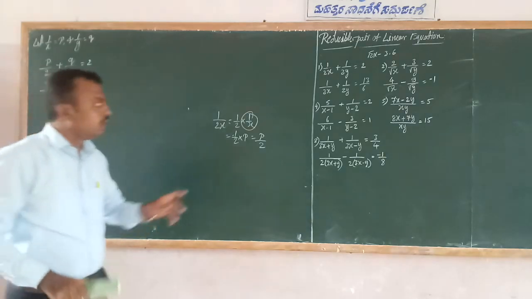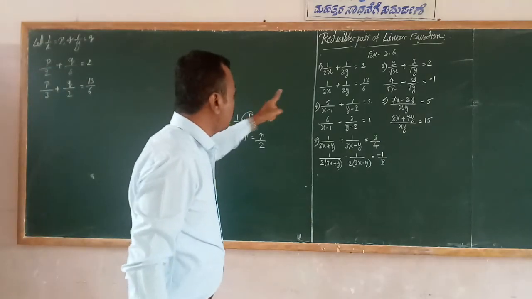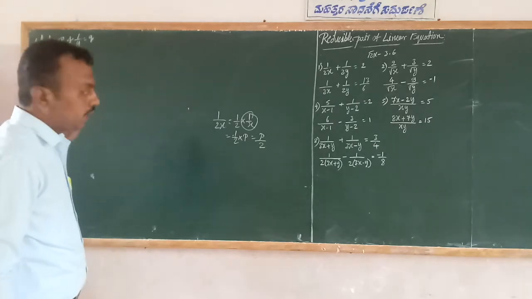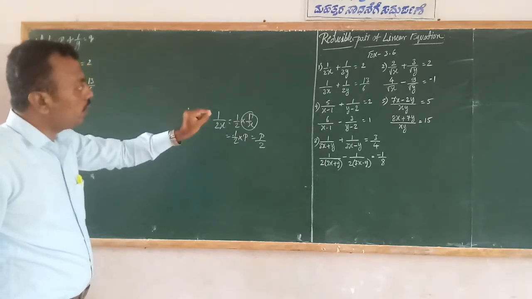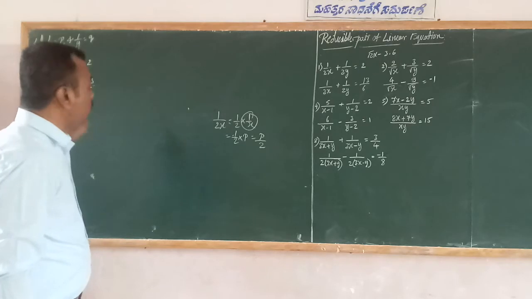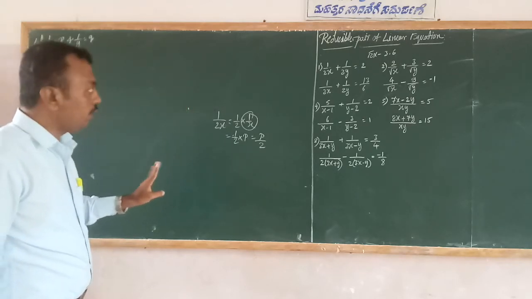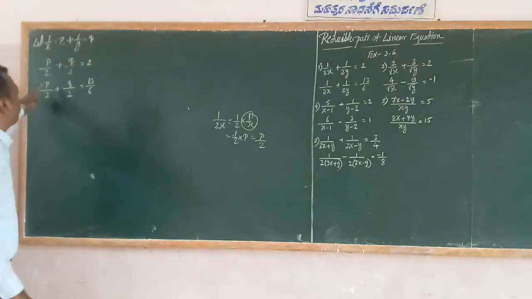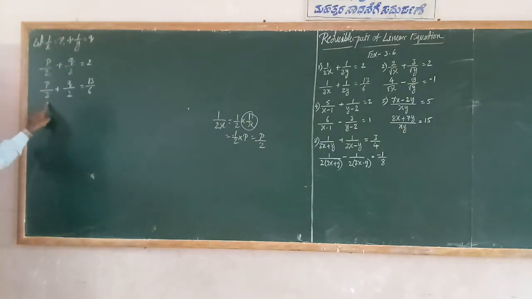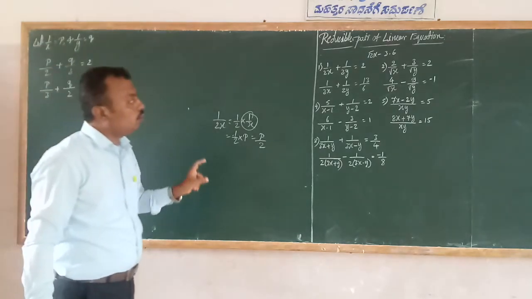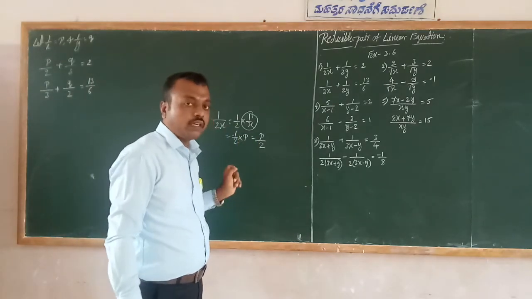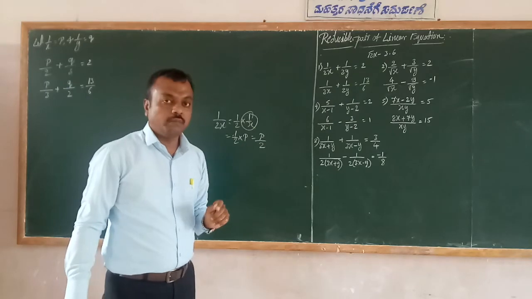Have you understood? See, 1 upon 2x: instead of 1 by x I will write p, and the denominator 2 as it is, plus 1 upon 3y: instead of 1 upon y I will write q, with 3 as it is in the denominator, is equal to 2. Then 1 upon 3x: instead of 1 by x I write p, with 3 in the denominator, and 1 upon 2y: 1 by y is called q, therefore denominator 2. Write it like that only, is equal to 13 by 6.